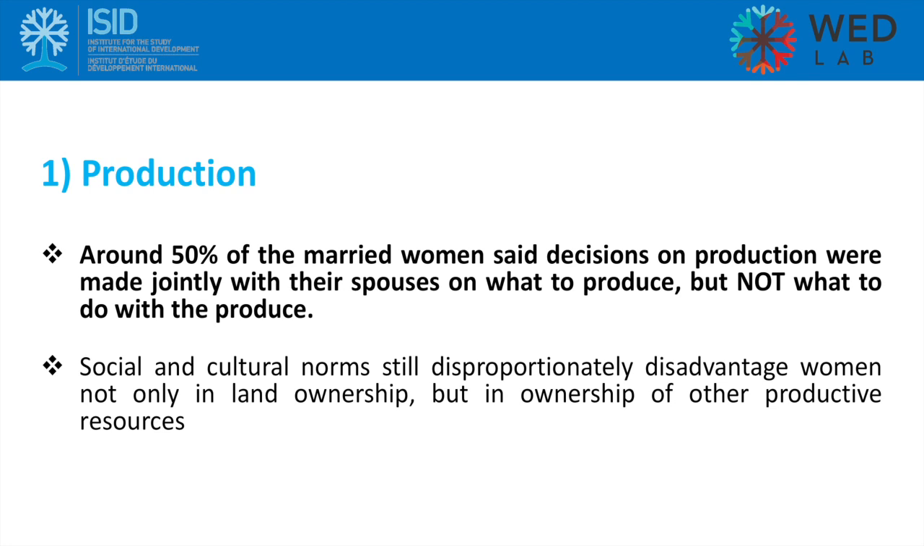So production here is that decisions were made jointly, about 50%, all right? But not what to do with the produce. So there is some process of discussion, but overall in terms of what to produce, the decision of what to do with the produce is mostly now a male thing, all right? That's on the production side.